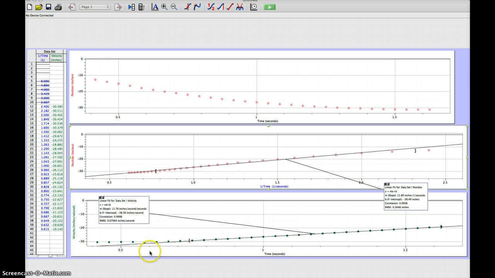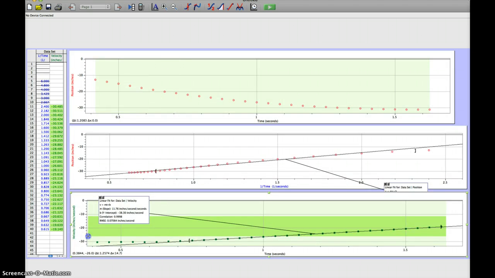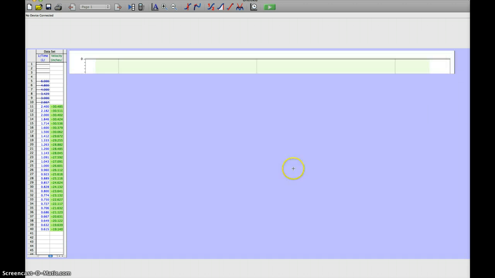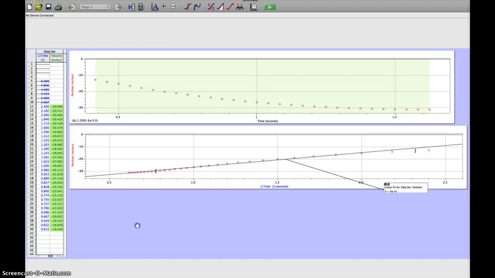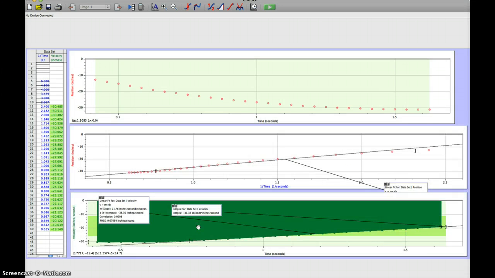Lastly, if we look at the displacement of the velocity graph, let's look at about here. Okay, so this is the integral, which is the area underneath the curve. We get negative 31.38 seconds times inches over second, which is basically inches.